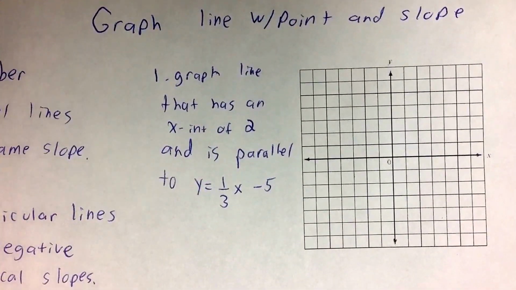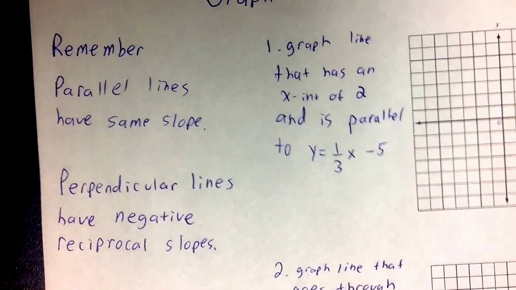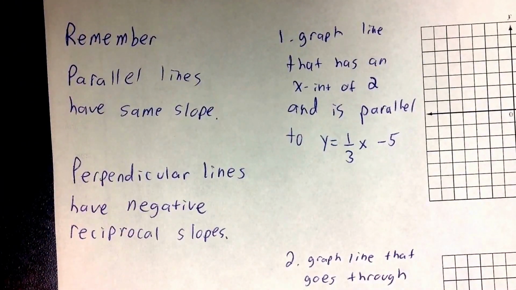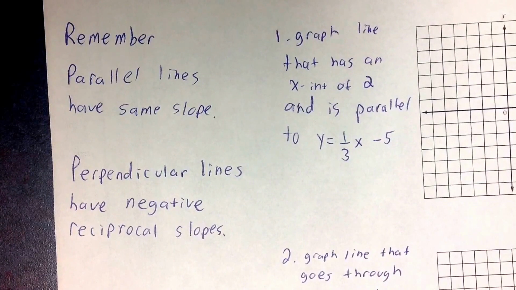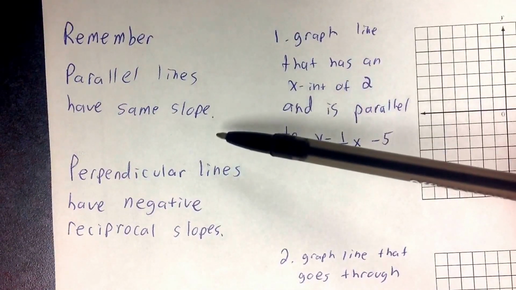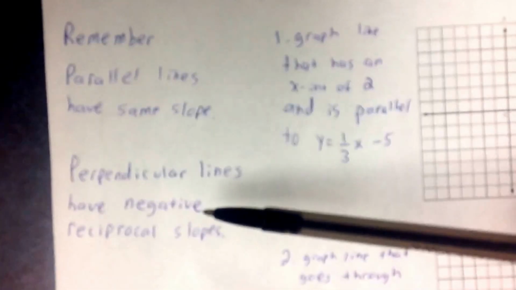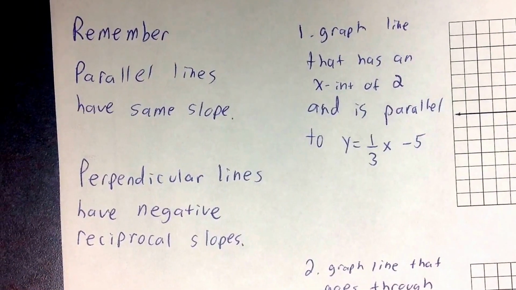Okay, now we're going to talk about graphing lines with a point and a slope. Usually some things I'm going to ask with this are dealing with parallel and perpendicular lines. So remember, if the lines are parallel, they have the same slope. If they're perpendicular lines, then they have negative reciprocal slopes, and we'll look at some examples.